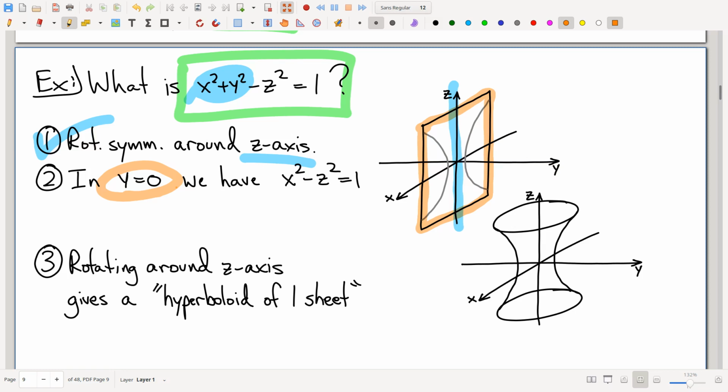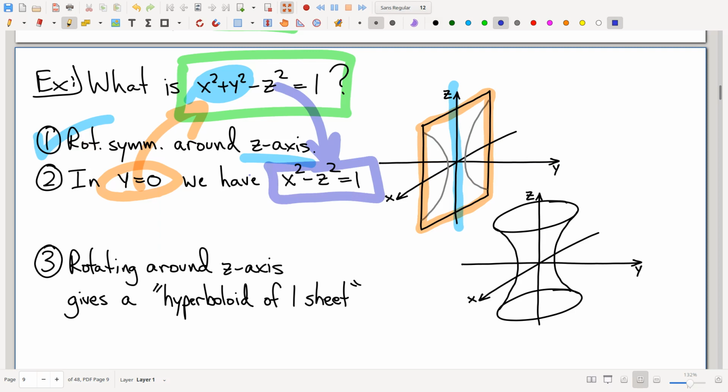So again, we plug that in to our algebra, and what comes out, that cross-section then, is just this equation, x squared minus z squared equals 1. High school algebra, right?